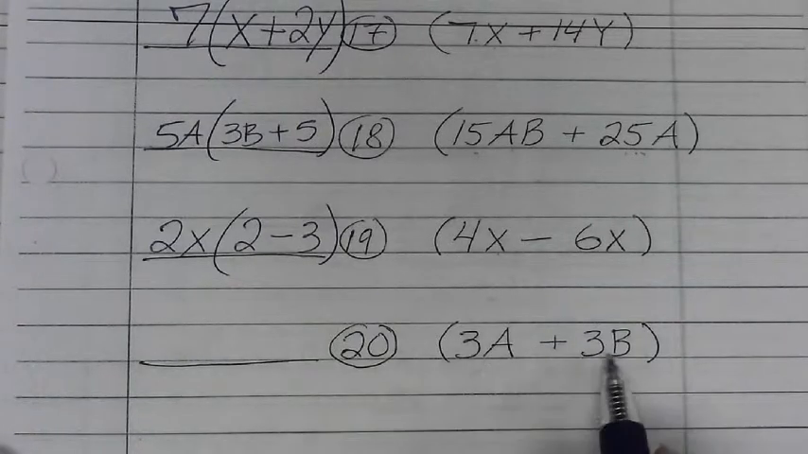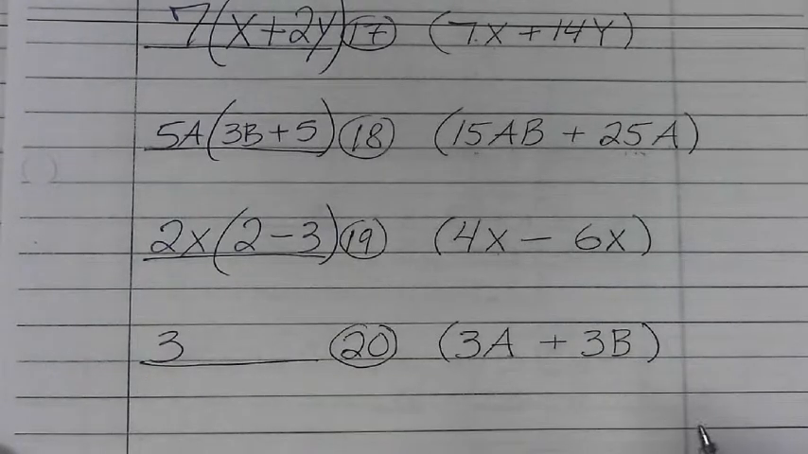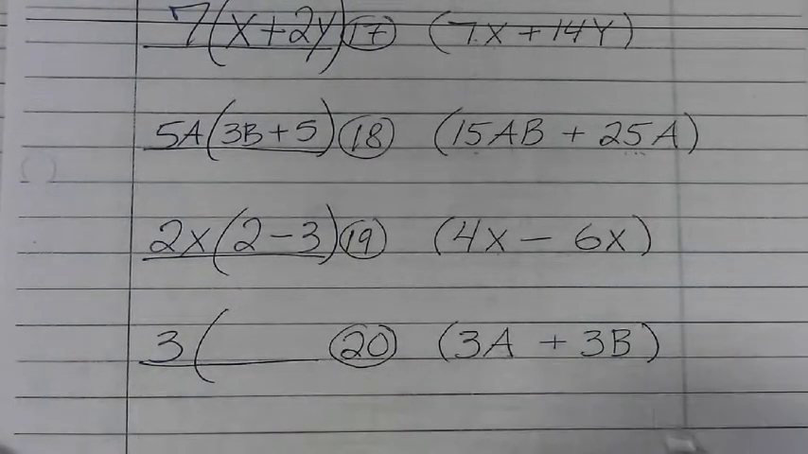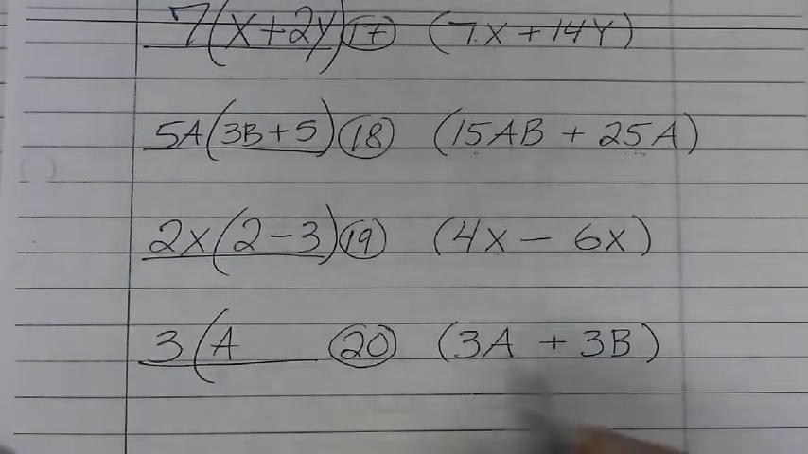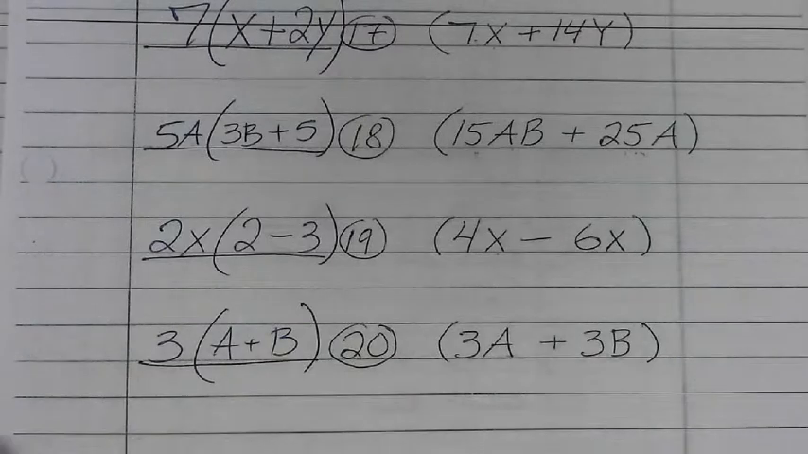Here, it's very easy to see. Greatest common factor, the number is 3. I have different letters here, so I can't pull them out. 3 times what equals 3a? A. 3 times what equals 3b? B. And that is your entire test.